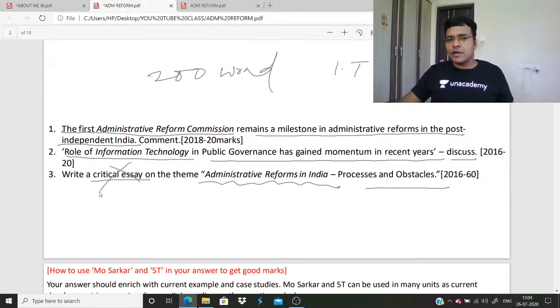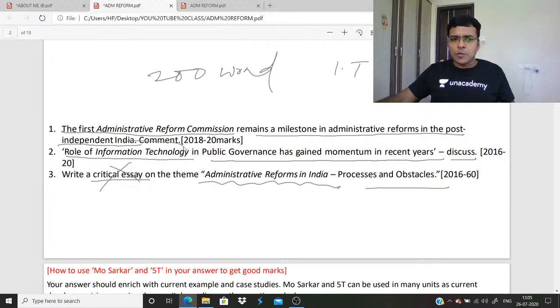When it says write an essay, if you know the other three long questions, you write those. Don't write this. These are essayistic type questions. You will not get more marks in this. So this is a very good question.